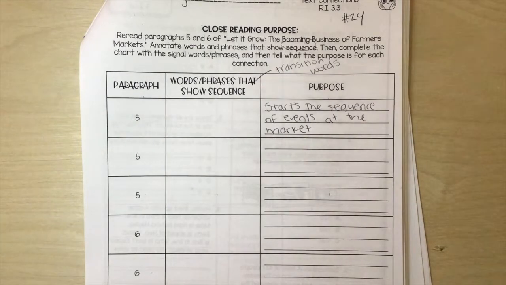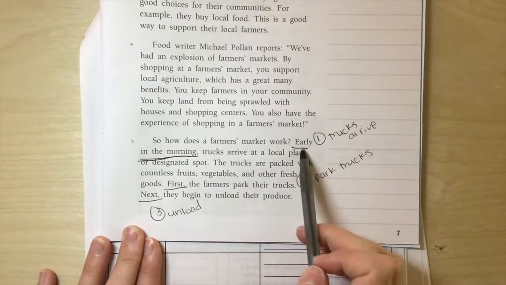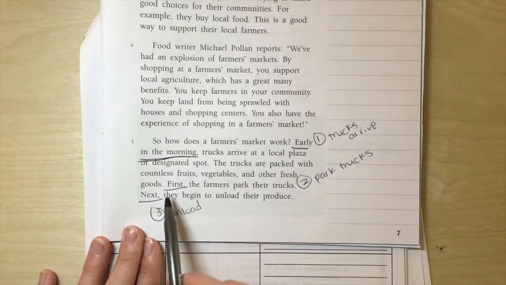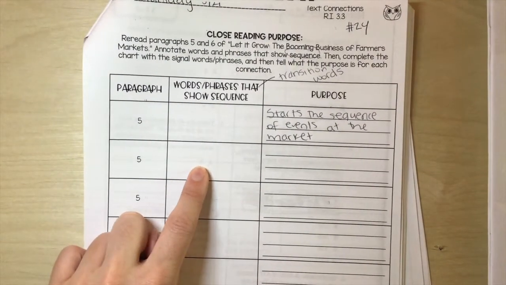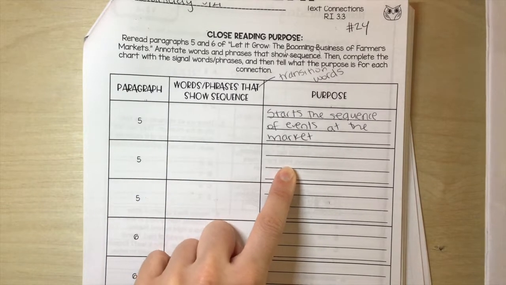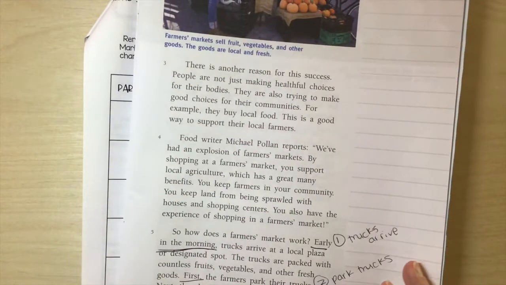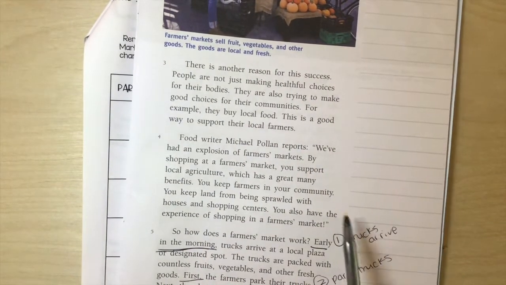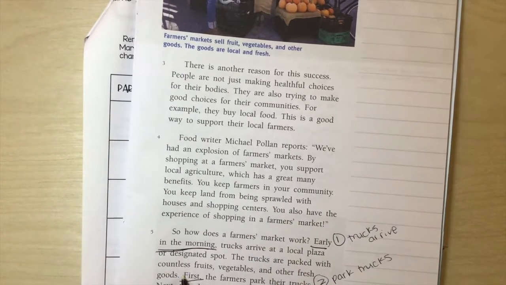All right, so then we have to copy and paste our next transition word. So we went early in the morning, so now you have to go to transition word first. So copy and paste first right here. And then we have to find the purpose. Okay, so the purpose to this one is connecting to the previous statements of the trucks arriving and then telling the first thing that happened.